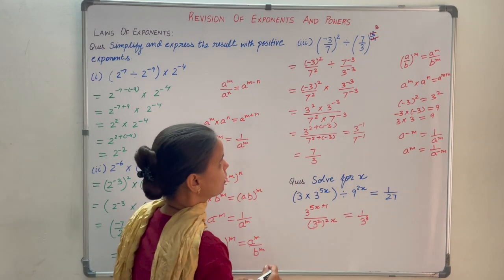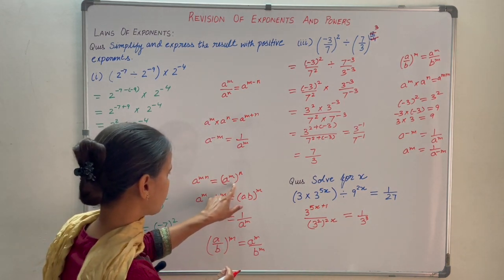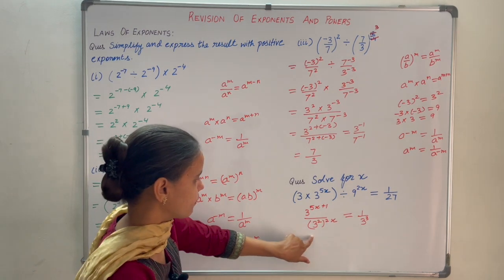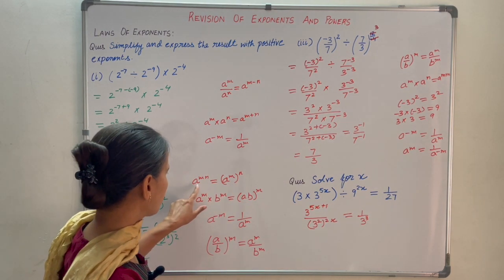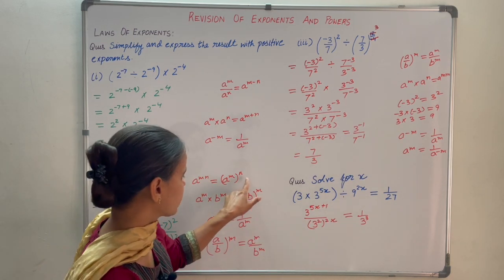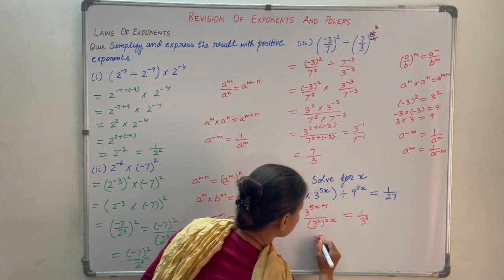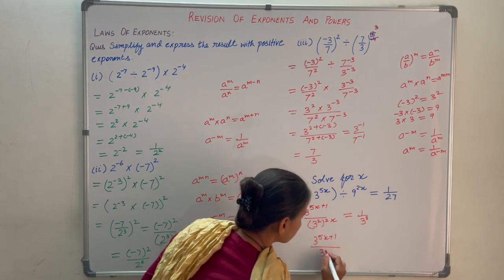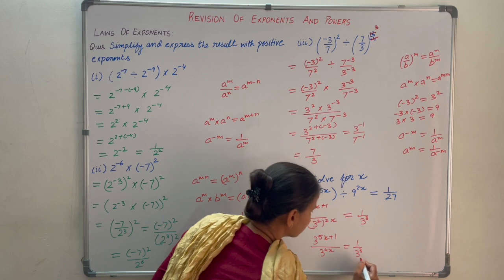So using this law, a raised to power m whole raised to power n is equal to a raised to power mn, I am going to simplify this further. So this form is written here. I am going to write like this, meaning you have to multiply the powers here. So what do you get here? Here you get 3 raised to power 5x plus 1 upon 3 raised to power 2 into 2 is 4x. That is equal to 1 upon 3 raised to power 3.